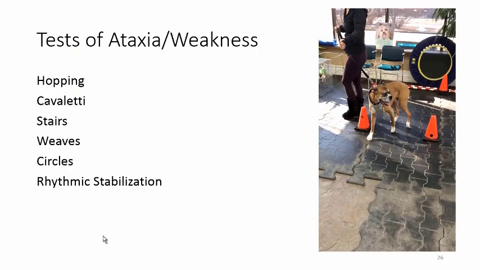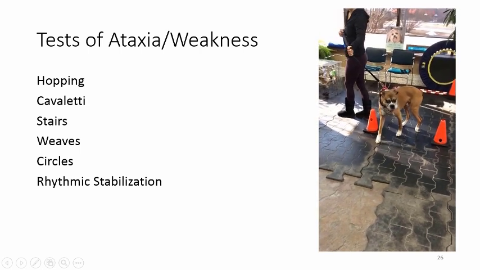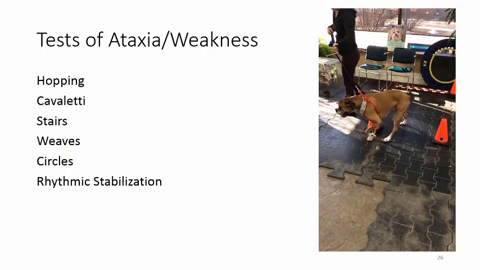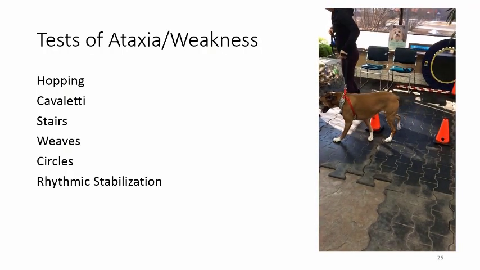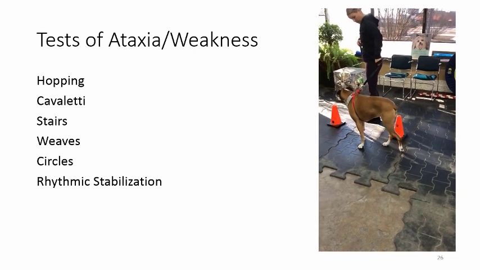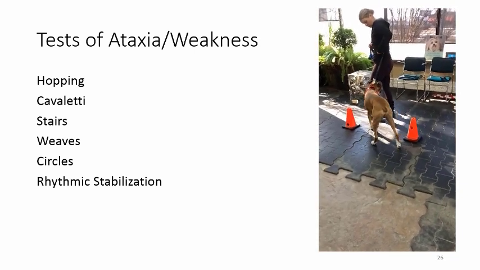So what tests do we use for ataxia and weakness? Well, we can use hopping, and that's easier certainly with very small animals. It's hard sometimes to hop a big dog. We can use cavalettis. We can walk them up and down stairs to see if they're able to do it.